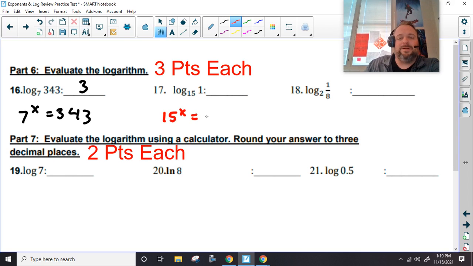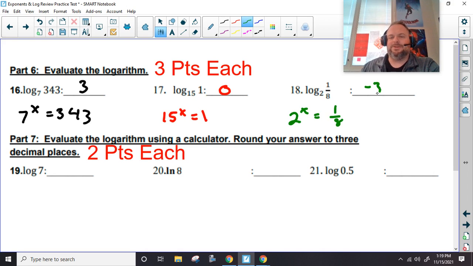15 to what power is 1? I'm sorry, not 0, 1. Yeah, 0 is the answer. Yep. That's such a great teacher. I give you the answer beforehand. All right. And then 2 to what power equals 1/8? Well, this would be to the -3rd power. Okay.